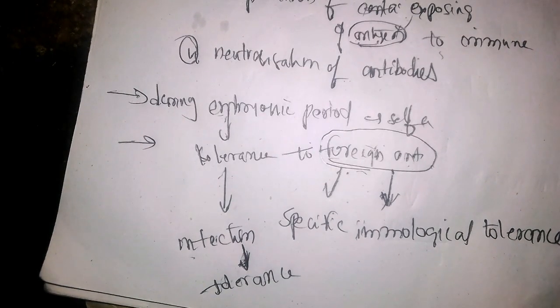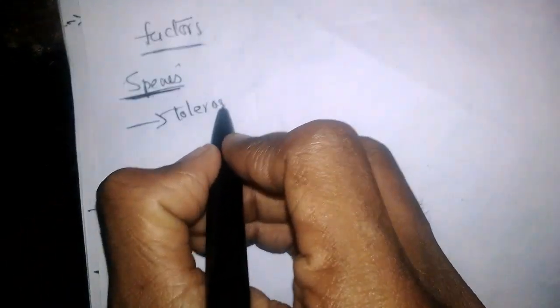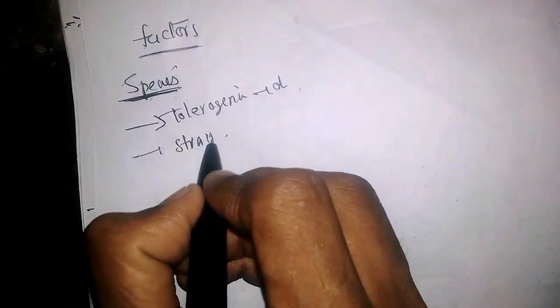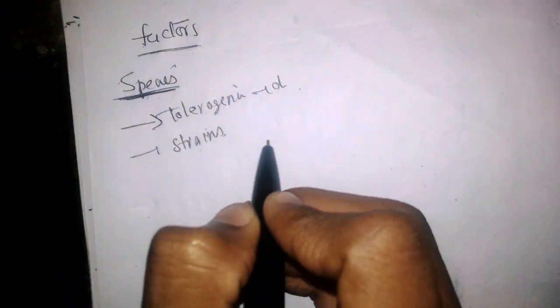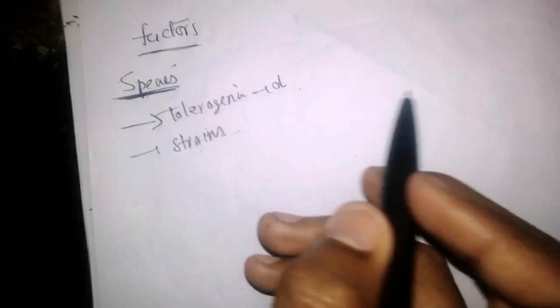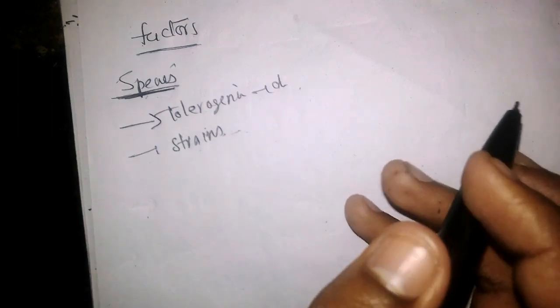Now we'll move to the various factors that are responsible for immunological tolerance. One is species. Tolerogenicity is different in different species, and even in the same species, different strains will show different tolerogenicity. That means the capacity to induce tolerance to a particular antigen will differ in different species and different strains.